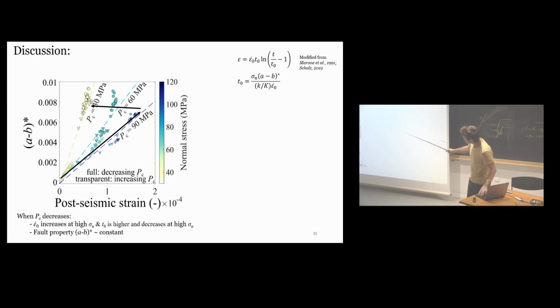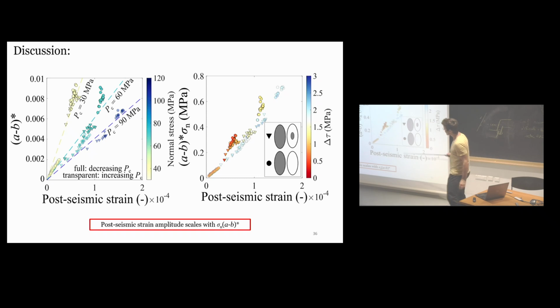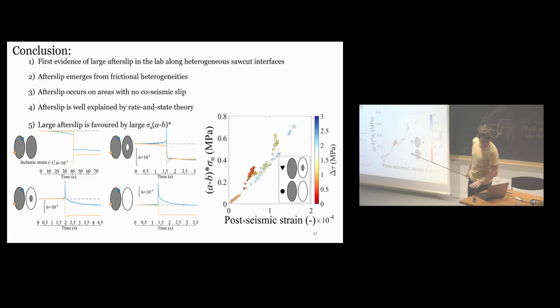And what is interesting also is that if you multiply this apparent A minus B by the normal stress, you are able to align your points on a single line. And it means that the total post-seismic amplitude scales with the normal stress multiplied by this apparent A minus B.